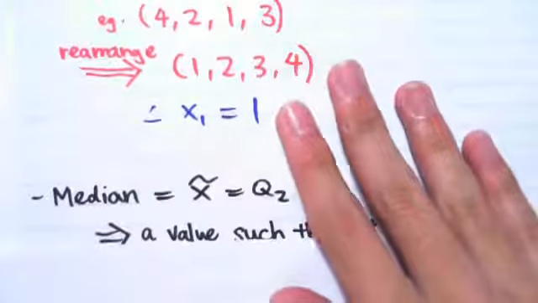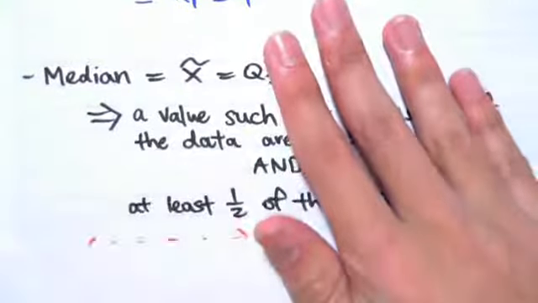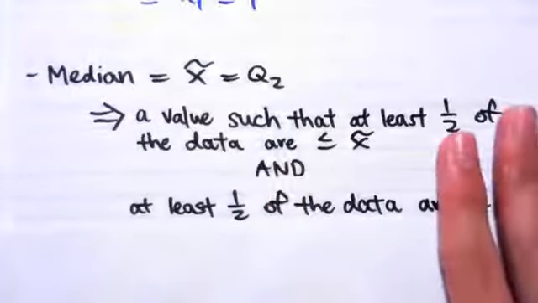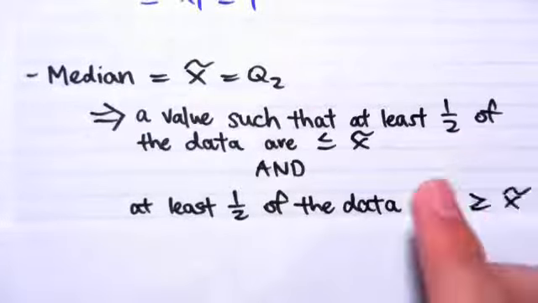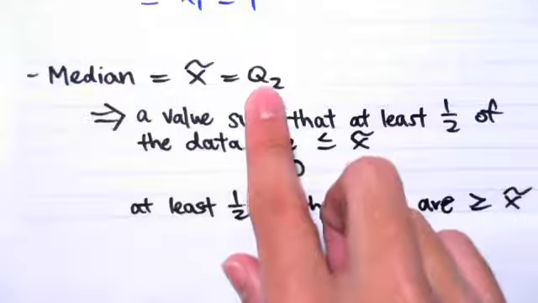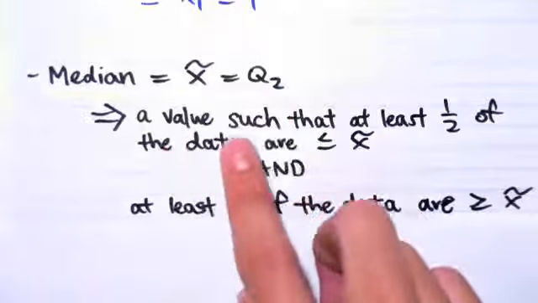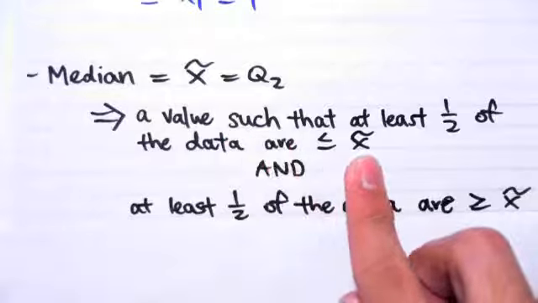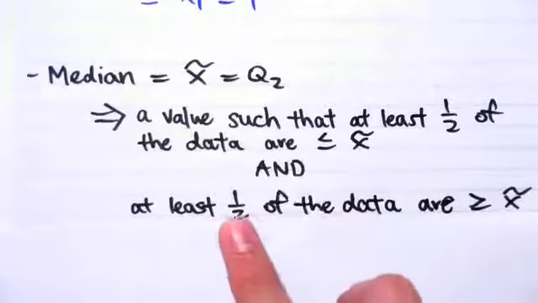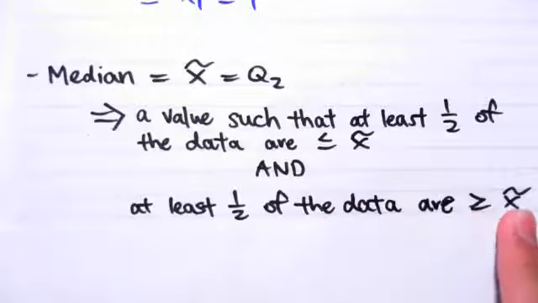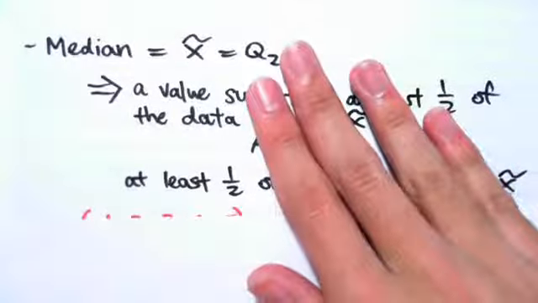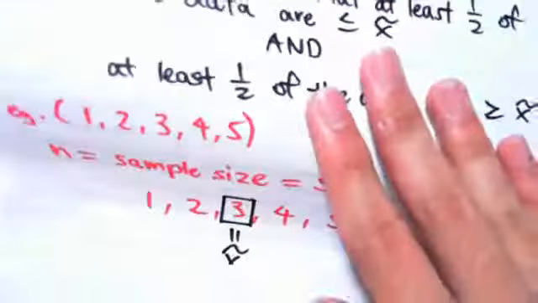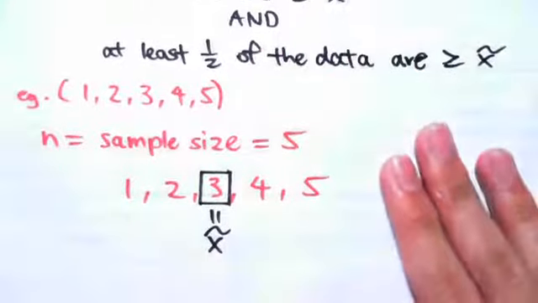Okay, so the next number we'll go through is the median. The median, x squiggle, which some other people call q2, is basically a value such that at least half of the data are less than or equal to x squiggle, our median, and at least half of the data are greater than or equal to x squiggle. One way to really understand this is to look at an example. So let's say we had a sample set again of 1, 2, 3, 4, and 5.